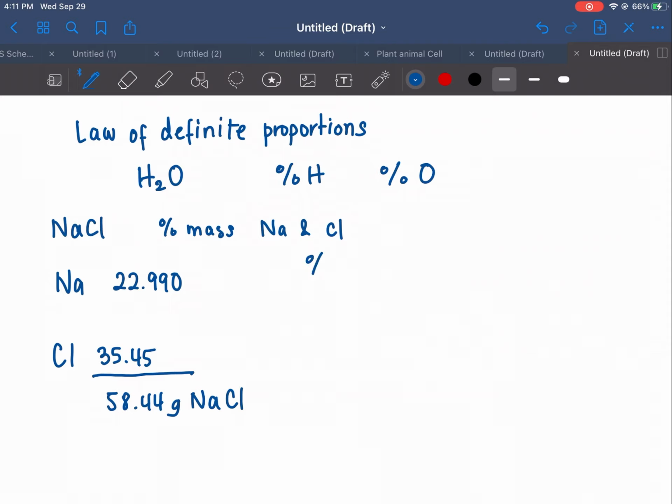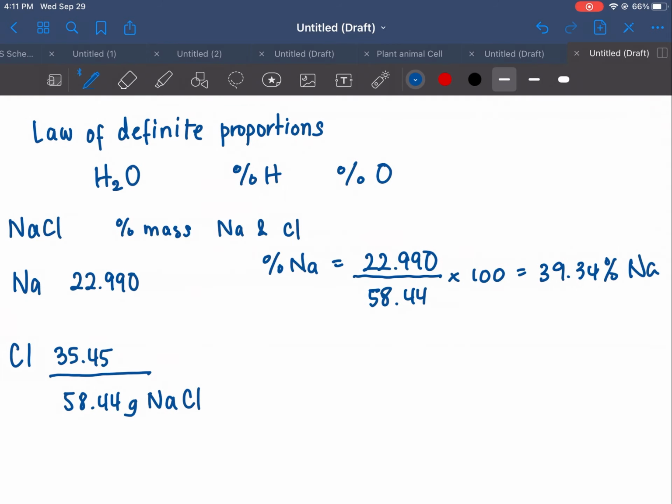The next thing I want to know is how much sodium by percent we have in sodium chloride and how much is chlorine. So here, I'm going to write the mass of sodium by itself and divide it by the molar mass. Then we multiply that by 100. Whatever number you get, that's the percentage of sodium in sodium chloride. If I calculate that, it gives me 39.34%. So in sodium chloride, the percentage of sodium is about 39%.